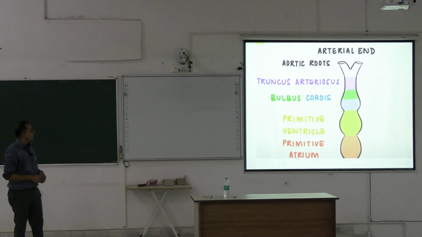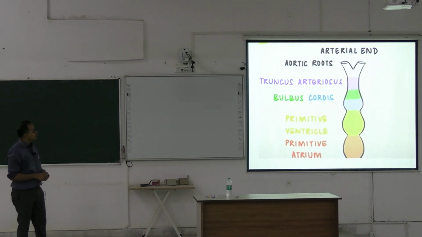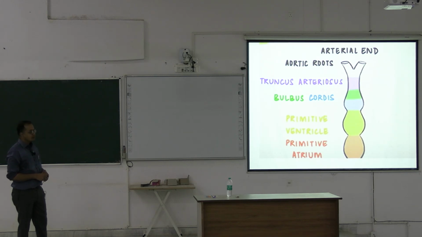which we call the truncus arteriosus and the bulbus cordis. This truncus arteriosus we have broken down into smaller parts: the upper third, middle third and lower third. The upper part is the truncus arteriosus. Then we have the bulbus cordis; the middle portion of the bulbus cordis, which you are seeing in green, we call the conus cordis, and then we have this unnamed lower part. Then we have the primitive ventricle, then the primitive atrium, and downside is the primitive sinus venosus.